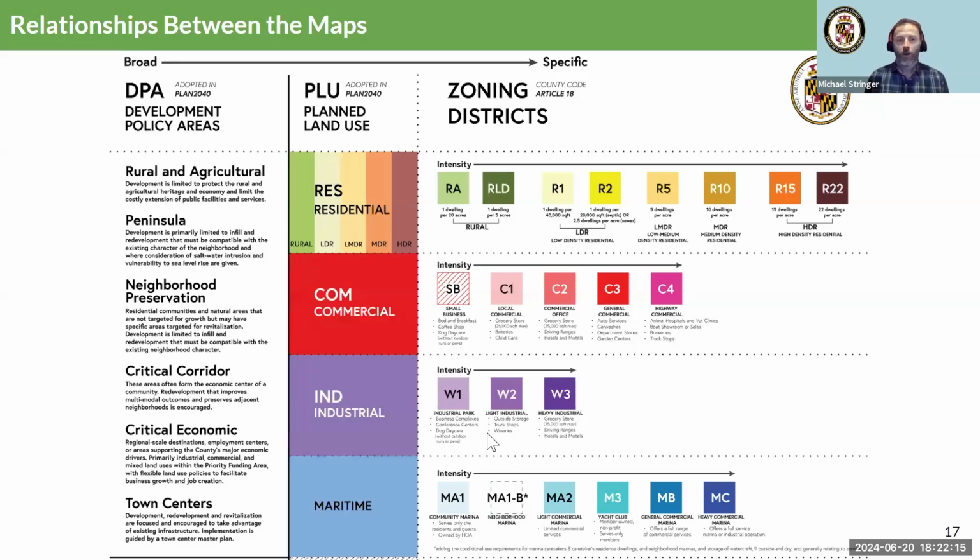So as we think about these, you can kind of visualize them in this graphic of how they relate. The development policy area on the left is the most broad. The zoning on the right is the most specific. For the different planned land uses, we have specific zoning districts that we generally consider to be consistent with them.